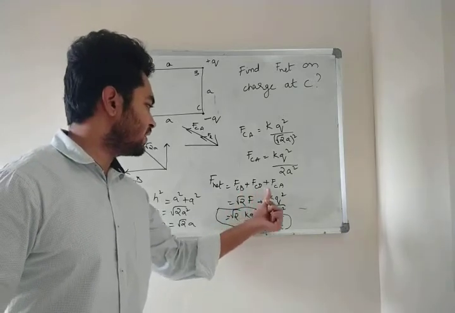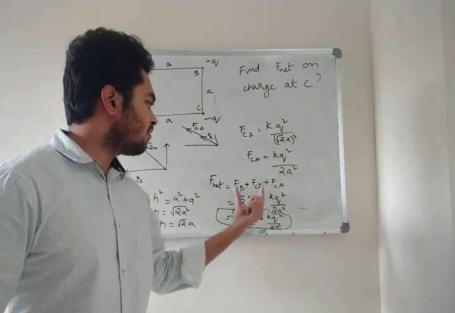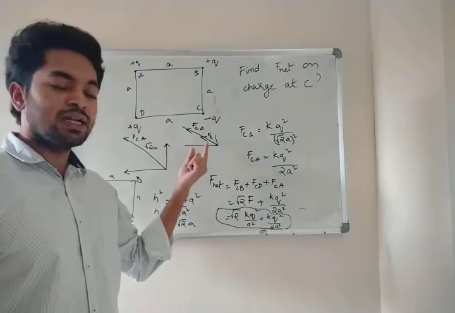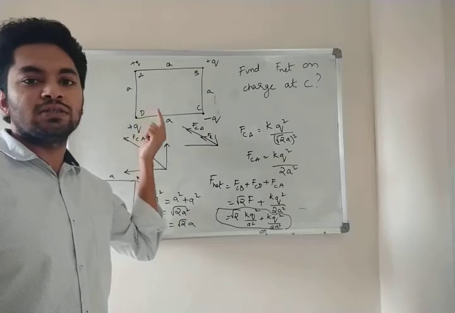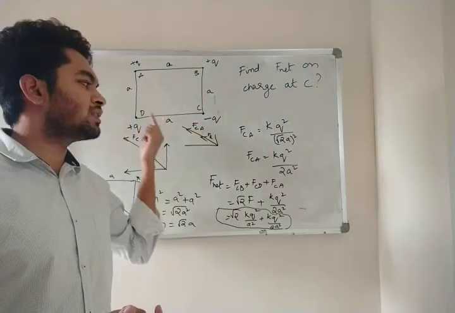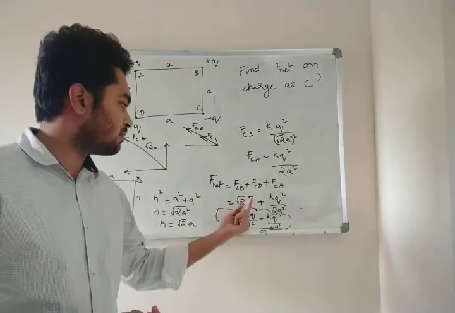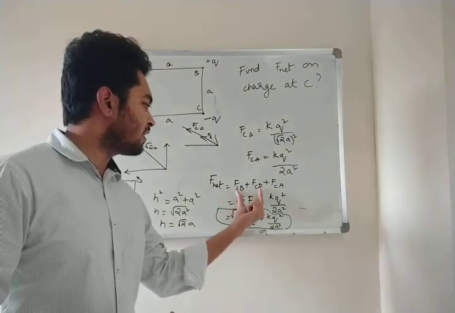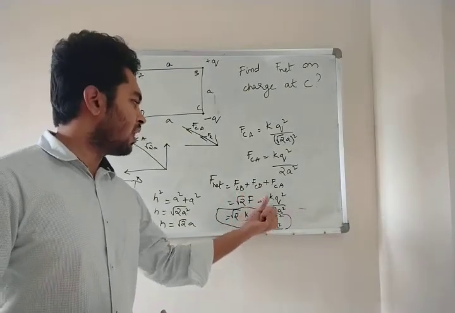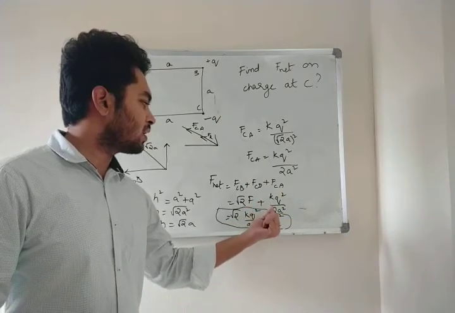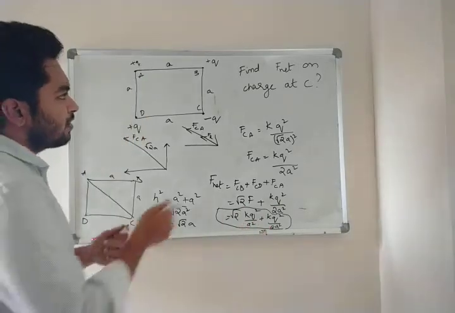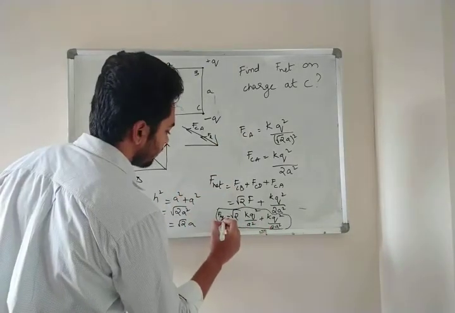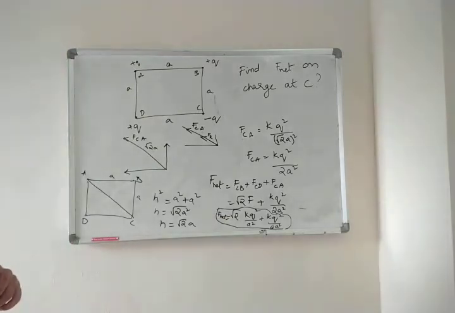FCB plus FCD plus FCA. FCA we got it here. For these two forces we found the resultant, and this resultant and this FCA are both in the same direction. So in vectors, if two forces are in the same direction, you can directly add them. That is what we have done. After FCB and FCD, you got root 2F. After FCA, you got KQ square by 2A square. So directly we are adding, and this is our final F net on charge C. Understood? Note it down.